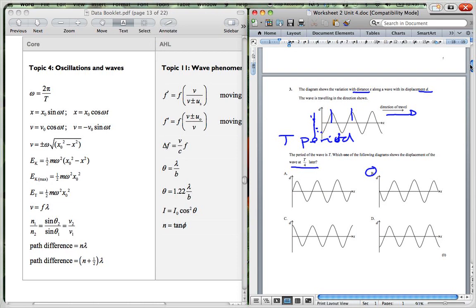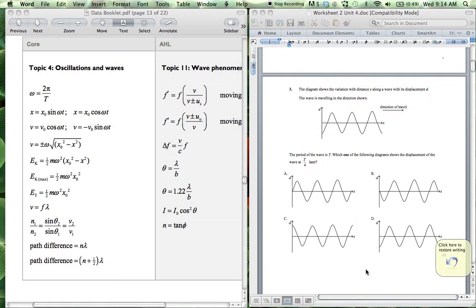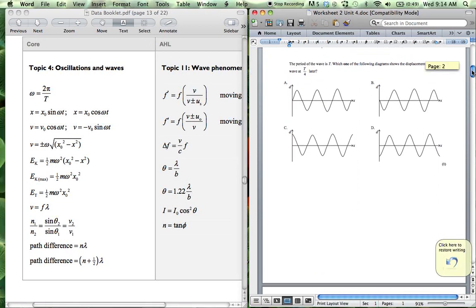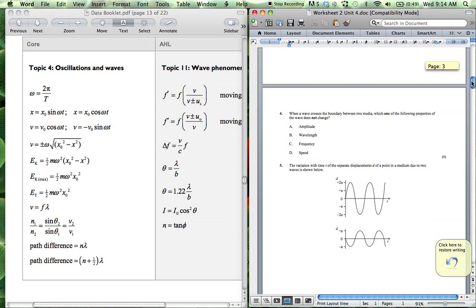I hope you can see that, because this part of the wave, if we extend the wave there, that part, that's one quarter of the wave, would have shifted up to that position over there, and so that one over there would be the correct one, would be B. Great, so let's go on to question 4.